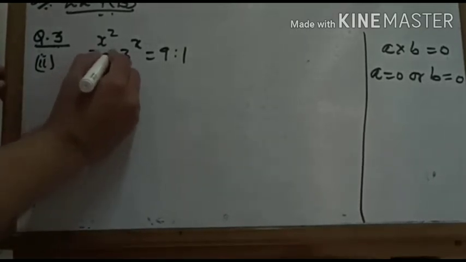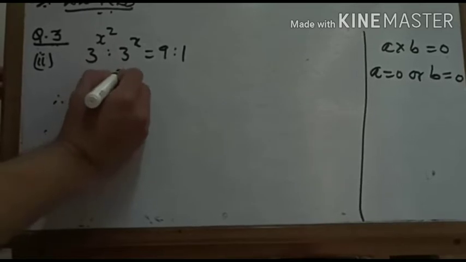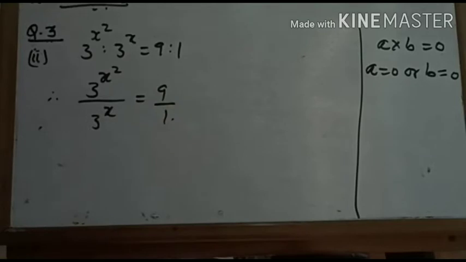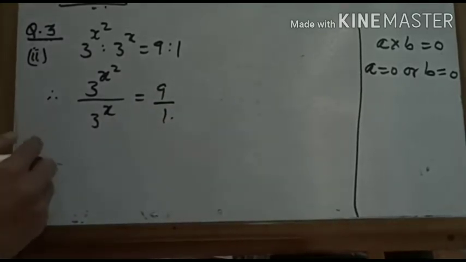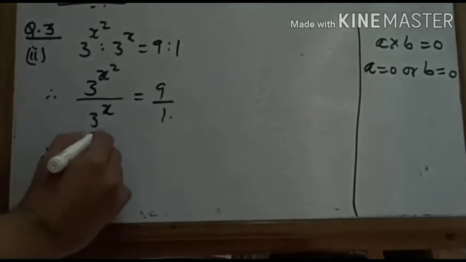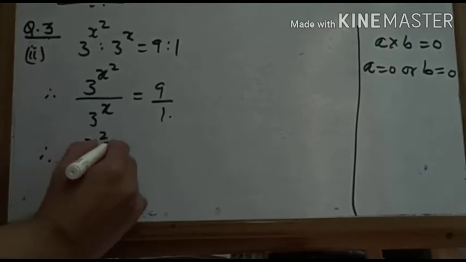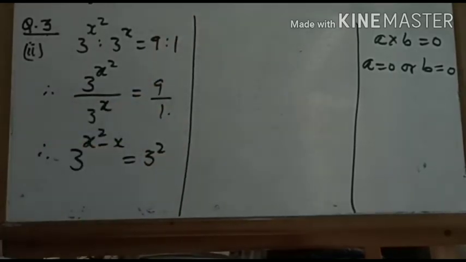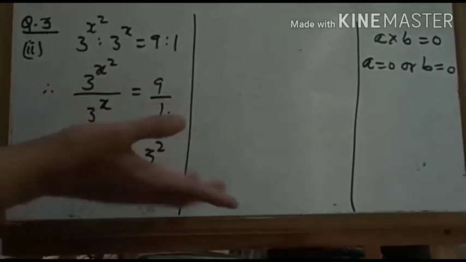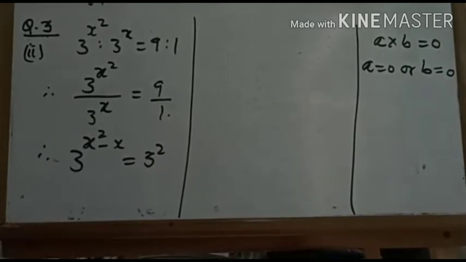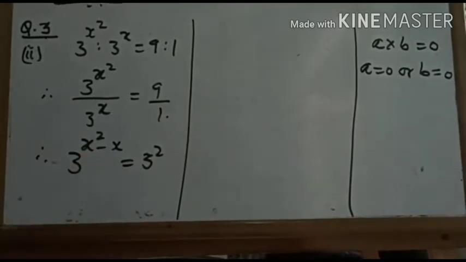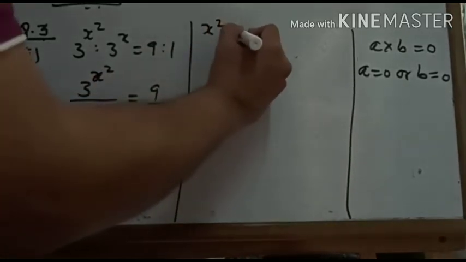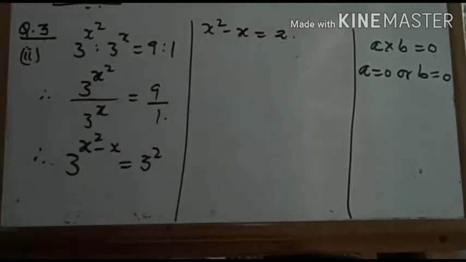Now it is 2 over here, so I can write down 3 raised to x square over 3 raised to x equal to 9 upon 1. Now if I apply the laws of indices, the left side will become 3 raised to x square minus x equal to 3 squared. 9 is 3 squared, and 1 we can avoid. Now we will apply the rule: if the bases are equal, then we can equate the powers. So I am equating the powers. x square minus x is equal to 2.